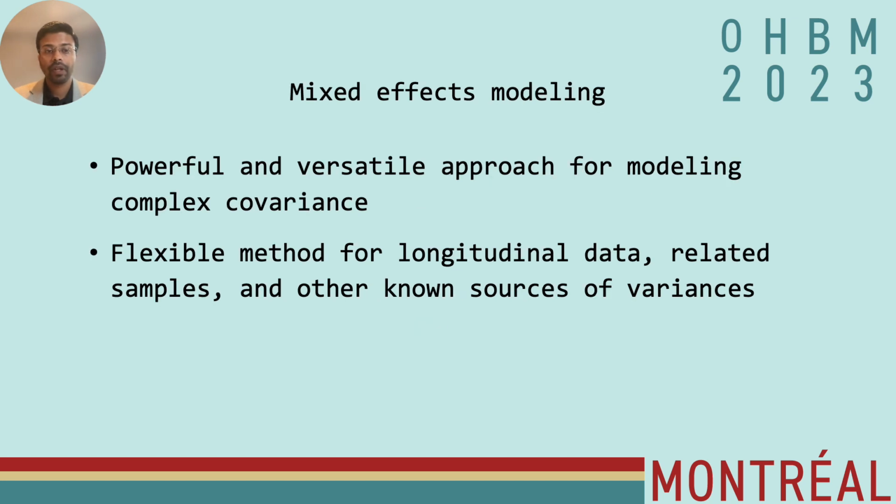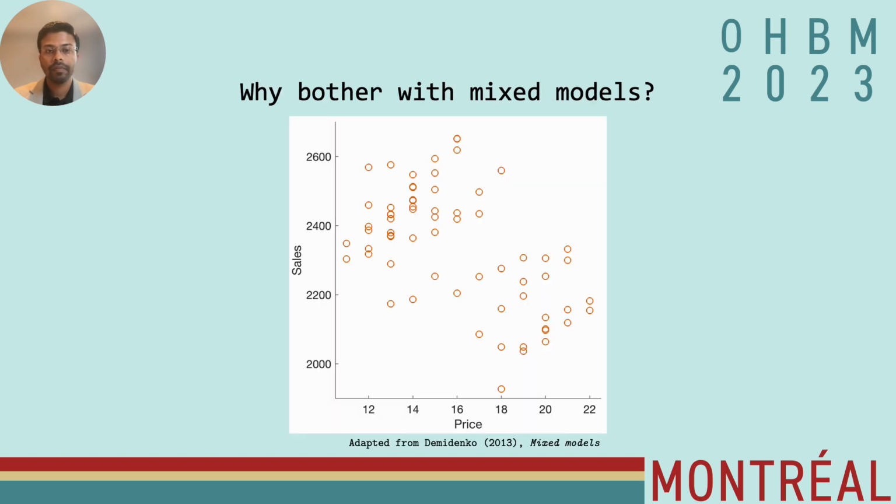Well, in general, mixed models are fairly powerful and versatile approaches, and they can model things like longitudinal data and other kinds of known sample variances. But you might be wondering, why should we bother with mixed models? Well, let's look at this particular example. In this case, we have the price on the x-axis and the sales on the y-axis. And if we fit a simple linear regression model, this is how the fit looks. However, if you account for the fact that these are longitudinal observations, or the prices and sales of the same commodities over time, and then fit the regression model, this is how the model would look.